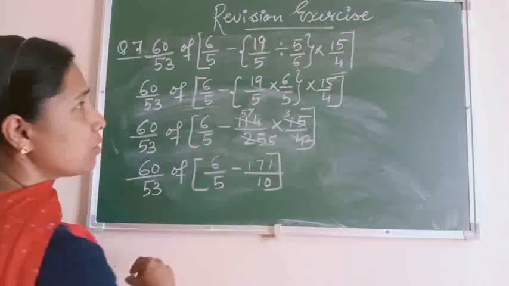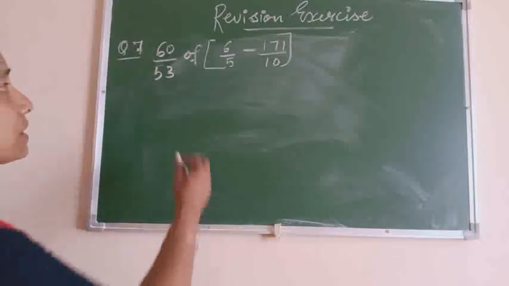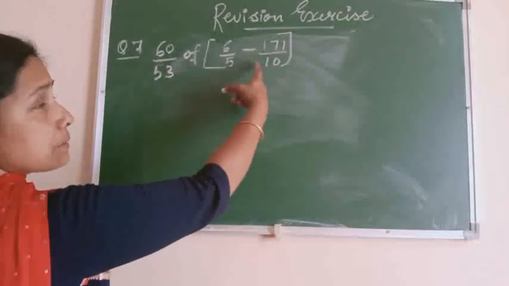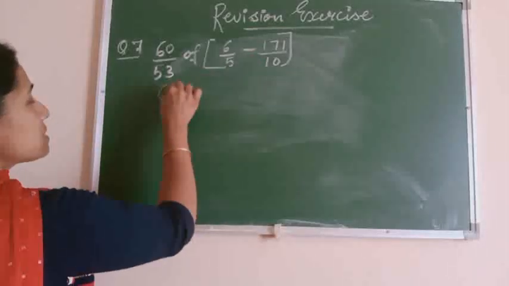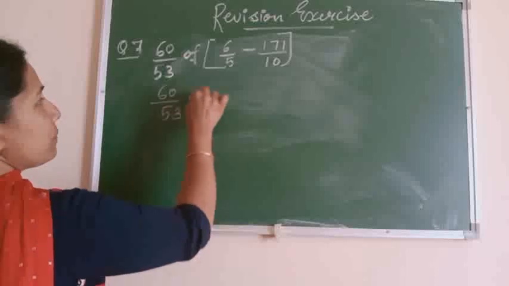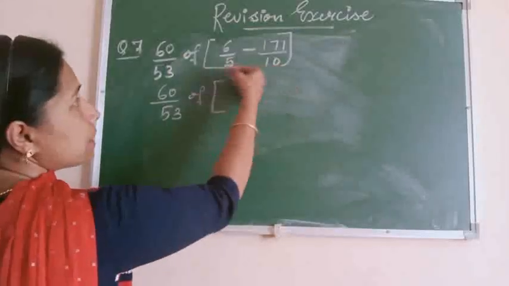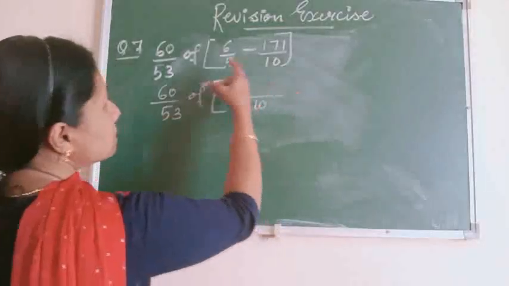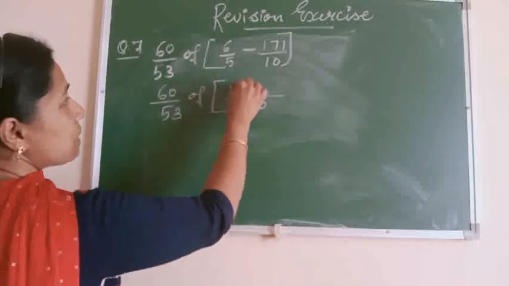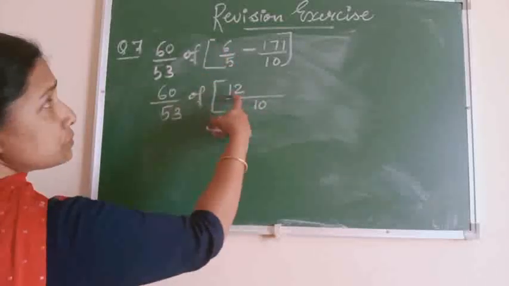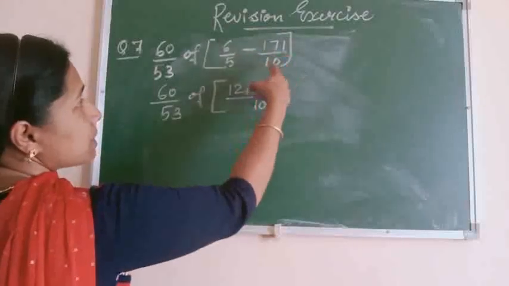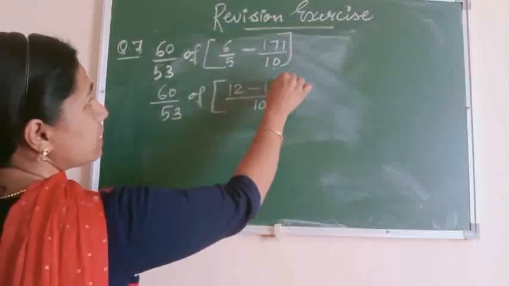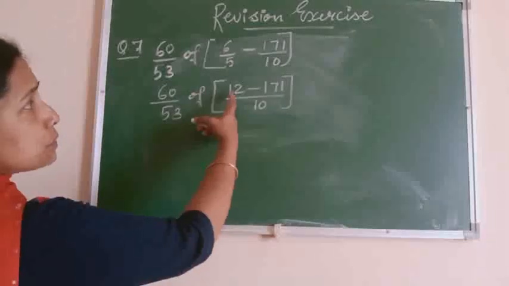So multiplication is over. After getting that, here see the bracket: 6 upon 5 minus 171 upon 10. Fraction subtraction is there, so we are doing the subtraction. 60 upon 53 of, in the bracket, 5 and 10 the denominators. We are finding the LCM of 5 and 10. LCM is 10. We take LCM 10 and the numerator 6 became 12: 5 twos are 10, so 6 into 2, 12. Minus sign, 171. LCM and denominator both are the same, that is why this 171 is not changing. We have 10, 171 only. Now this numerator you have to subtract.